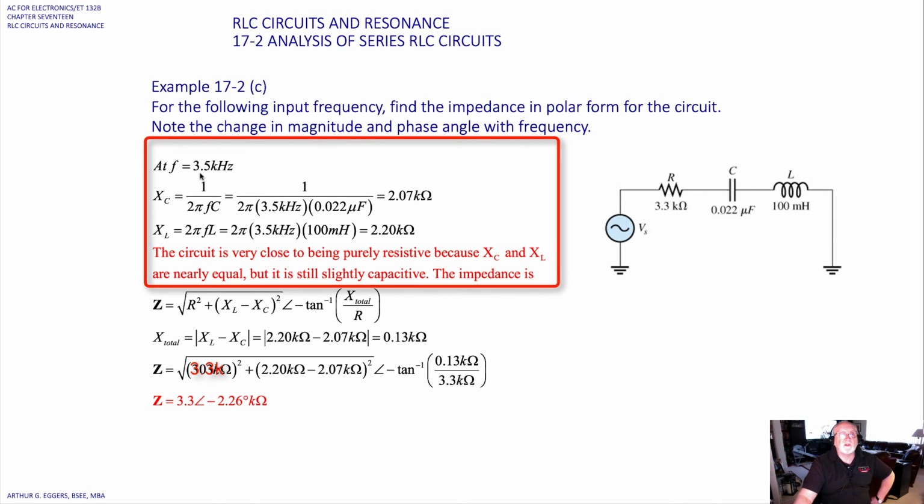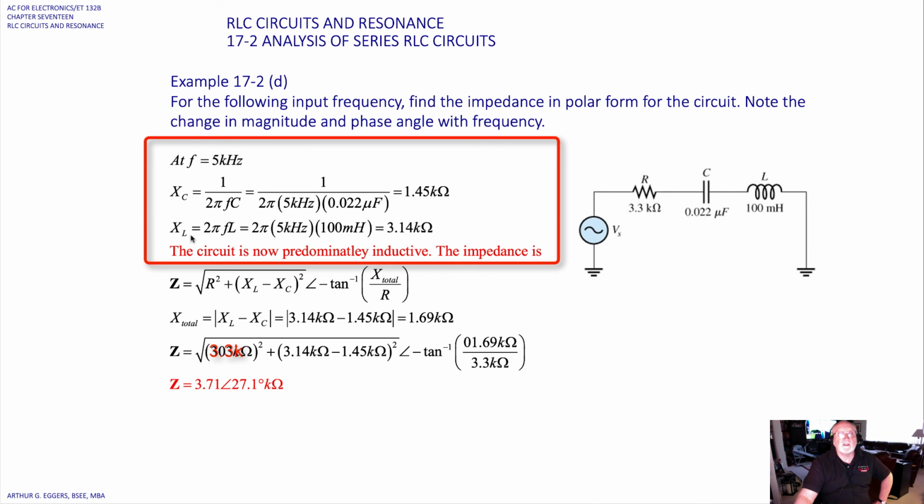We increase it to 3.5 kHz. The circuit is then very close to being purely resistive because X sub C and X sub L are nearly equal. So we're approaching that resonance, but it's still slightly capacitive. So again, we do the calculations. Now we end up with 3.3 k ohms at an angle of minus 2.26.